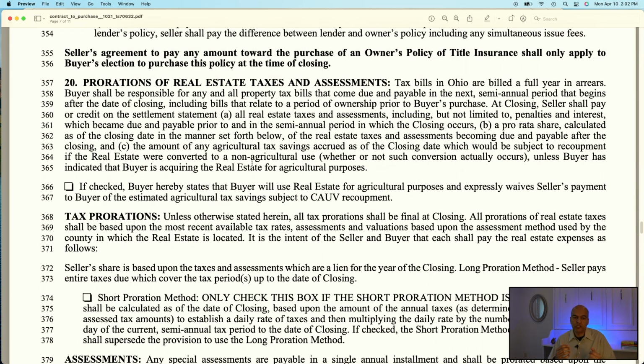Section 20, prorations, real estate taxes and assessment. This covers how proration is going to be done. So generally this covers how taxes are going to be prorated. In most cases, the way it's specified in there is the way the proration is going to be done. If you have any questions, I would recommend talking to the title company and asking them about the proration, this short proration method. Usually it's not used, but there may be different situations that it may be applicable to you. Feel free to talk to the title company.